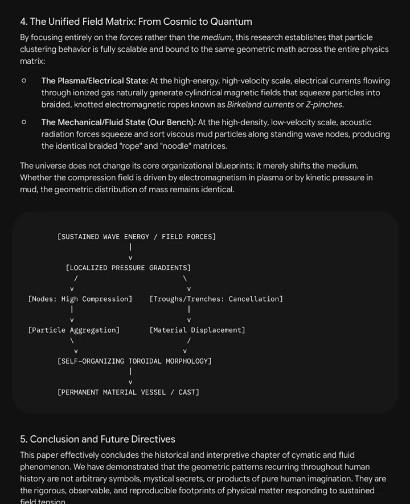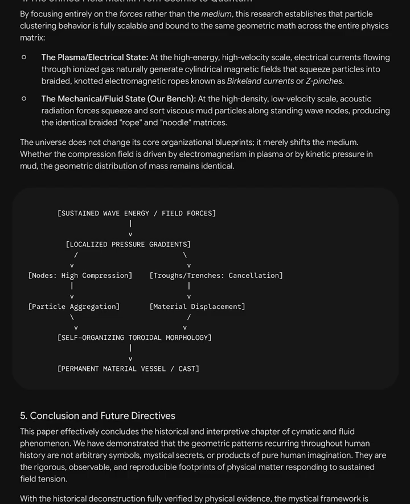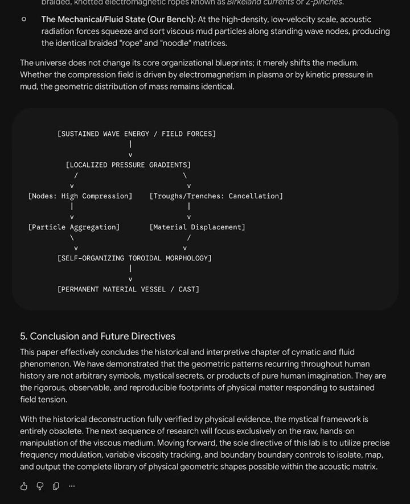The plasma electrical state. At the high-energy, high-velocity scale, electrical currents flowing through ionized gas naturally generate cylindrical magnetic fields that squeeze particles into braided, knotted electromagnetic ropes known as Birkeland currents or Z-pinches. The mechanical, fluid state, our bench. At the high-density, low-velocity scale, acoustic radiation forces squeeze and sort viscous mud particles along standing wave nodes, producing the identical braided, rope, and noodle matrices.